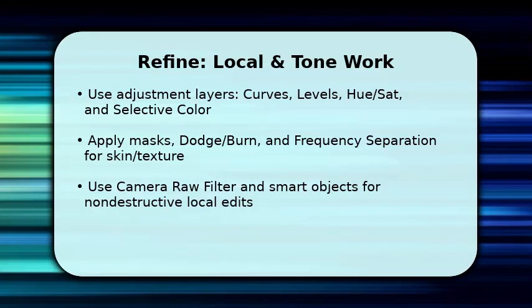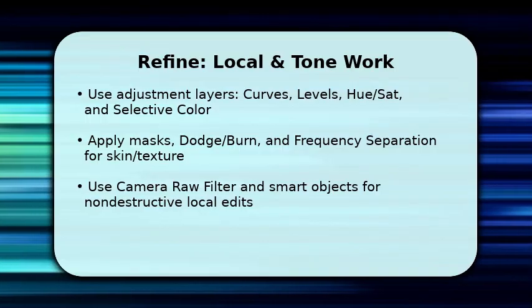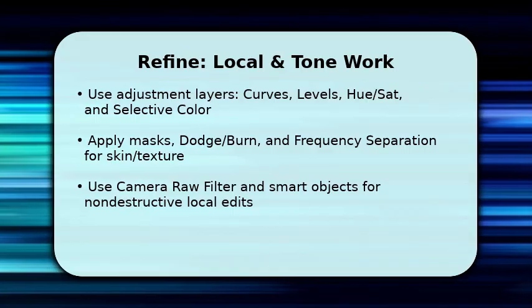Add curves and levels adjustment layers to shape contrast, and use hue/saturation or selective color to fix color casts. Once that's in place, create masks to localize changes. Paint with a soft brush to dodge highlights or burn shadows. For portraits, use frequency separation to separate texture from tone.